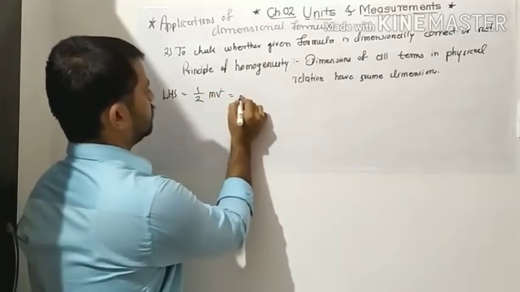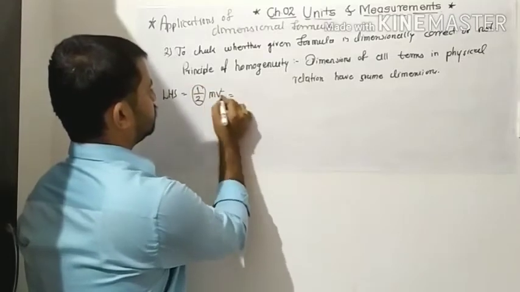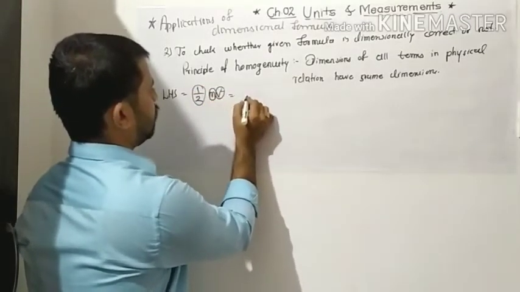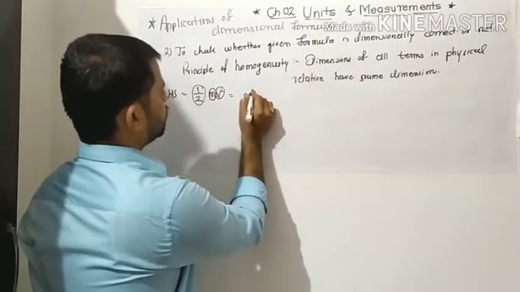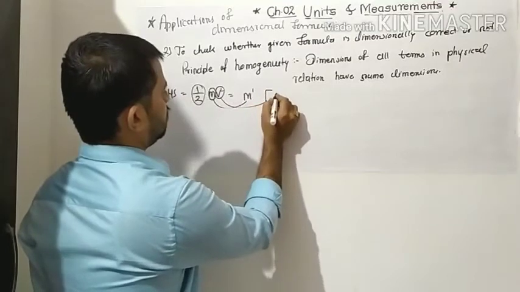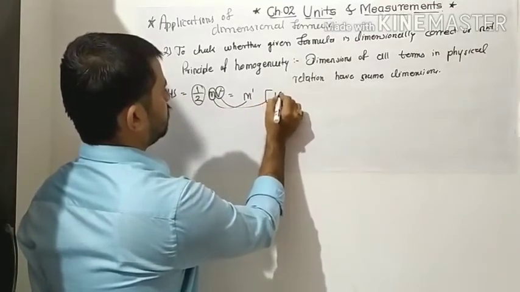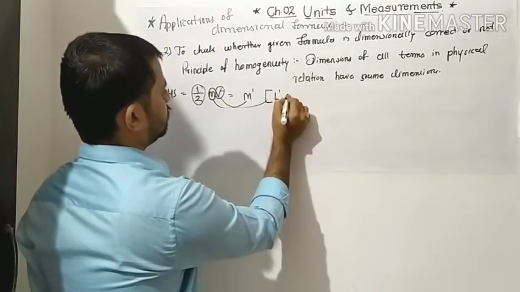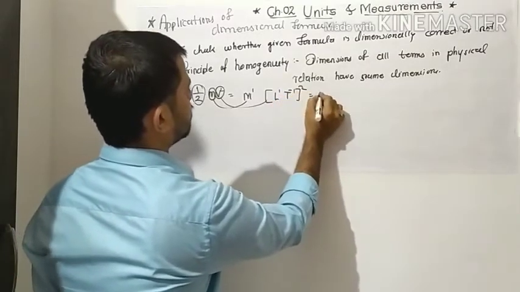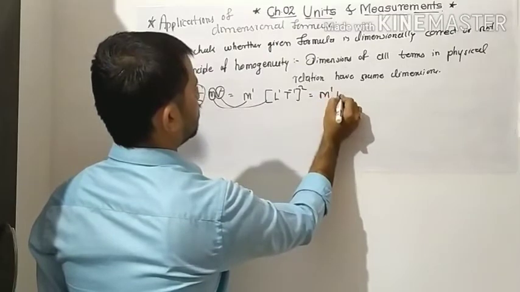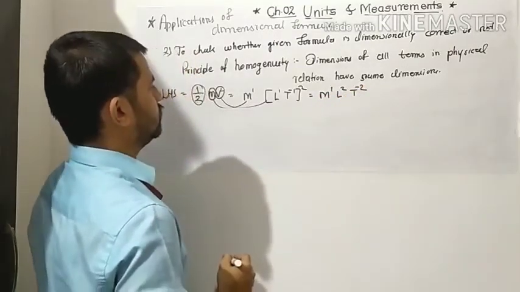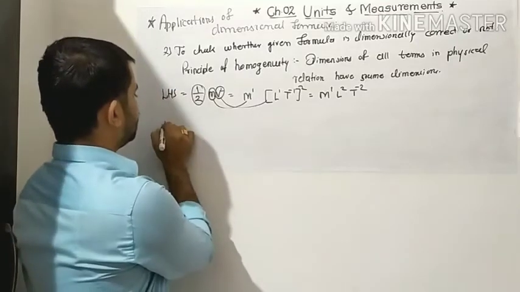Here the half is a constant, one. So for this and this, what is the formula? m raised to 1, there is no other mass, so L raised to 1 and t raised to minus 1 whole square. So we can write it as m raised to 1 L raised to 2 t raised to minus 2. So likewise, what is the RHS?